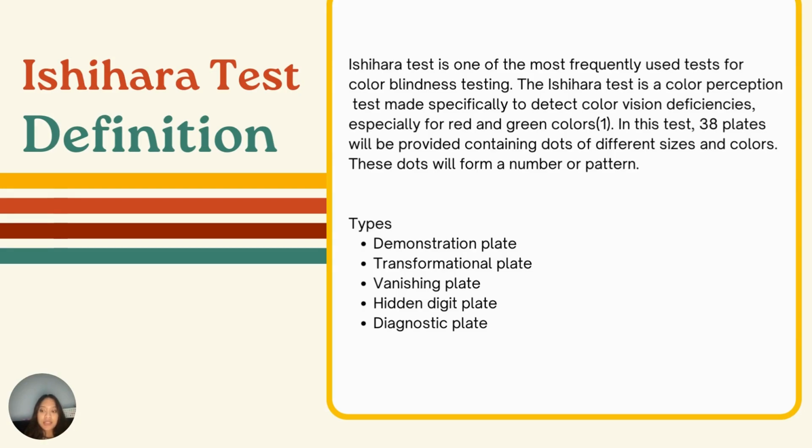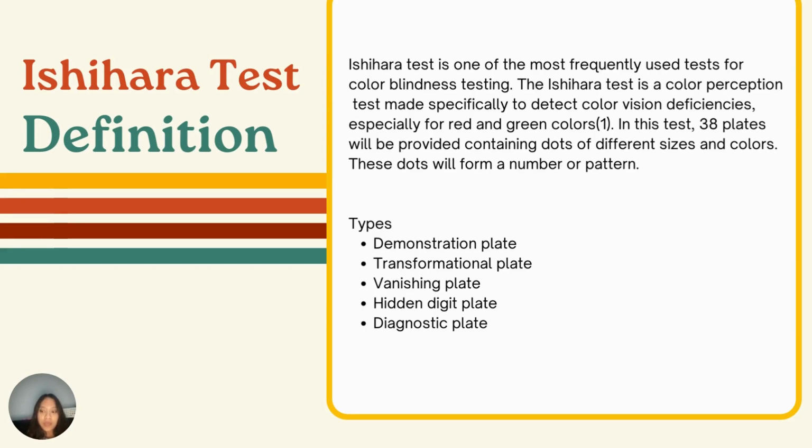In this test, 38 plates will be provided containing dots of different sizes and colors. These dots will form a number or pattern. For individuals who do not have color vision deficiency, it will be very easy to identify these numbers and patterns. But for people who have color vision deficiency, it will be difficult to identify these plates.